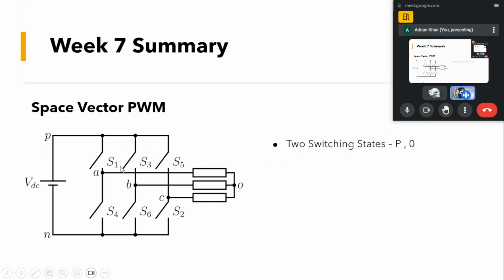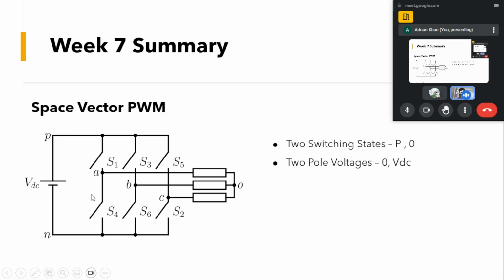So if any of the top switches is on, that will be represented by P, and if any of the bottom switches is on, that will be represented by 0 or O. And we know for each leg, the switches will be turned on in a complementary fashion. That means only one of the switches will be on at a particular instant, either the top one or the bottom one, because if both switches are turned on, that will short our DC source, which can damage our source or the converter.